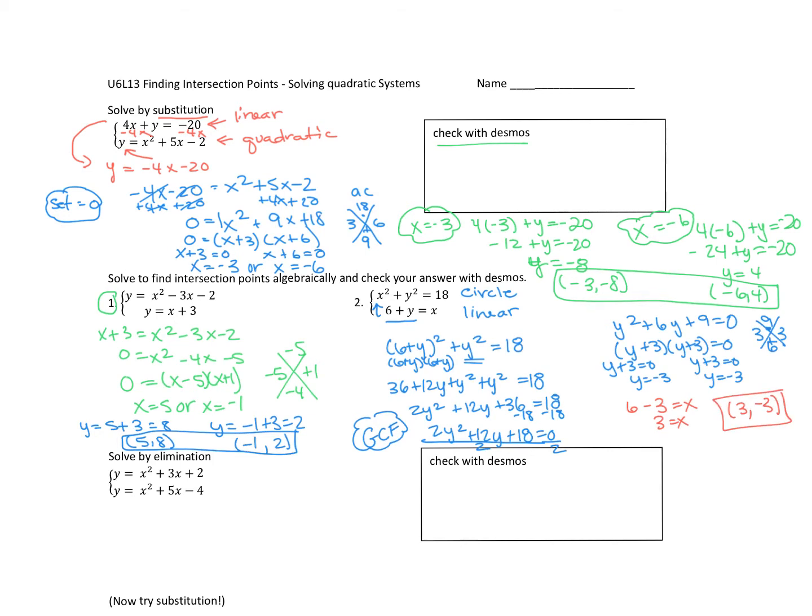This means if you graphed these two equations on Desmos, you would see that this line does not go through the circle. This line intersects the circle at only one spot, and that one spot would be 3, -3.